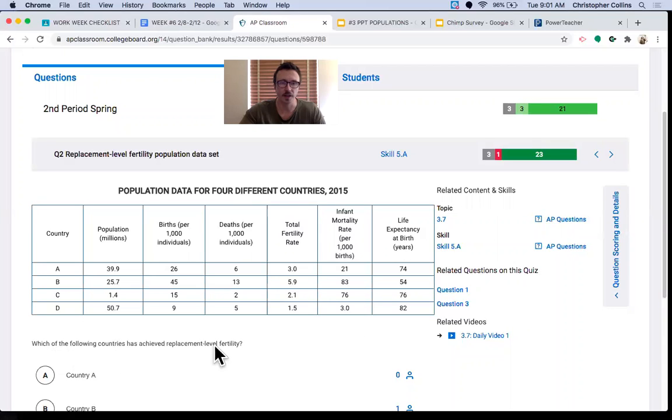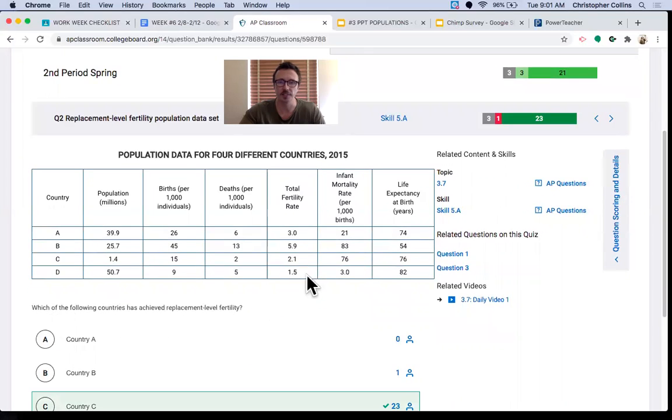So which of the following countries has achieved replacement level fertility? We're going to be close to 2, and that would be C, country C. Country B and A still are far above replacement, so their population is still going to be growing. And then country D is below replacement, so their population would actually be shrinking, right? But not necessarily incredibly rapidly.